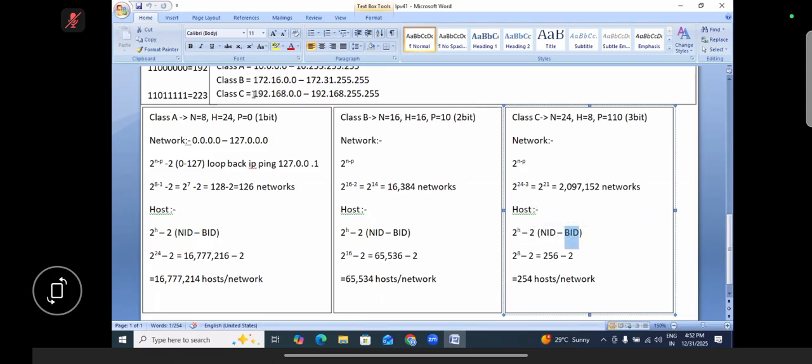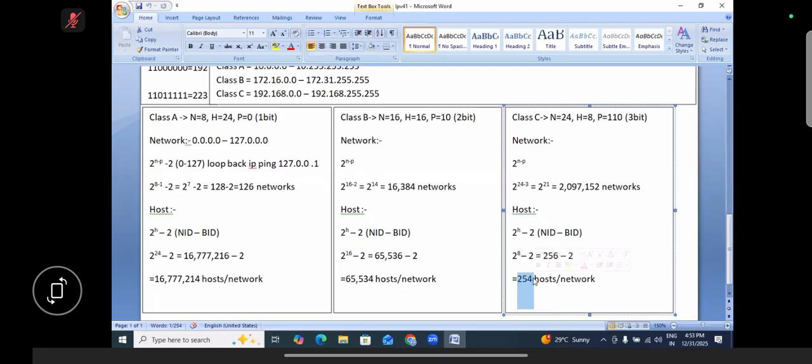Same here: 192.168.0.0 is the network ID, and 192.168.255.255 is the broadcast ID. This is the network ID and this is the broadcast ID, right? In between, we'll have 1 to 254 valid IP addresses, right? So now minus 2: 2 to the power of 8 minus 2, how many hosts can we connect? 254 is preferable.